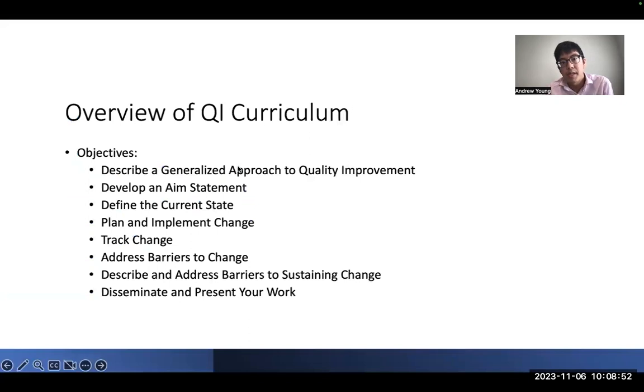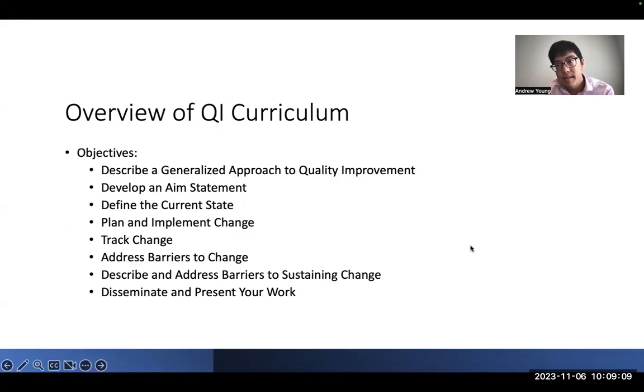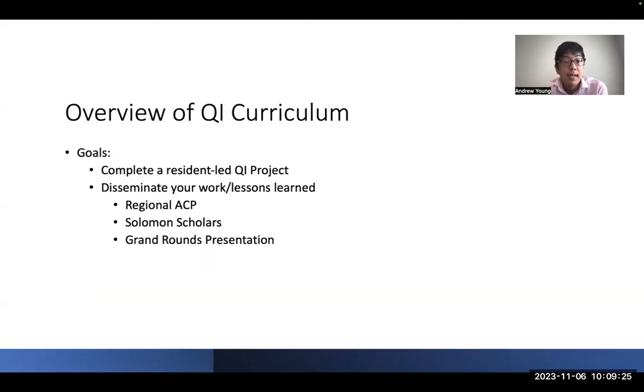Just again, an overview of the QI curriculum. Again, the main objective is to learn, but also apply QI methods and concepts to a QI project. And the goal at the end of this QI curriculum is that you will have done a QI project, and ideally it will be to a point where you can disseminate and present your work, either at Harbor or maybe at Solomon Scholars or Regional ACP.